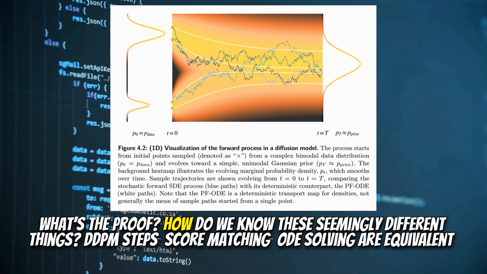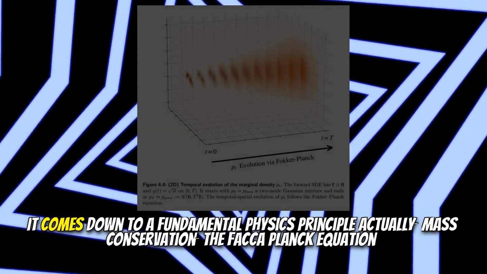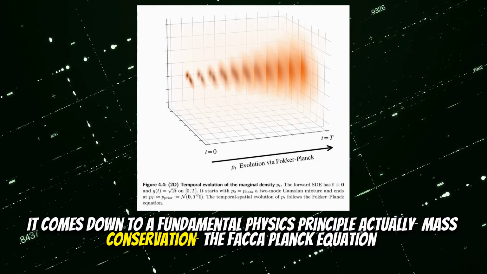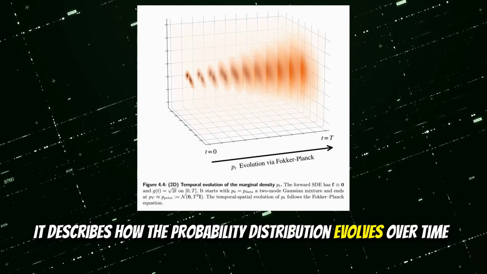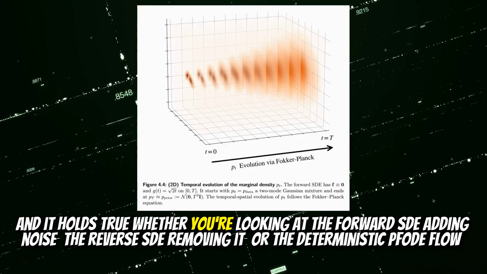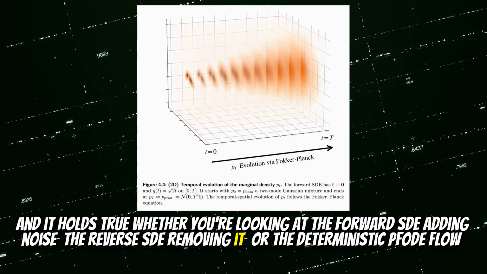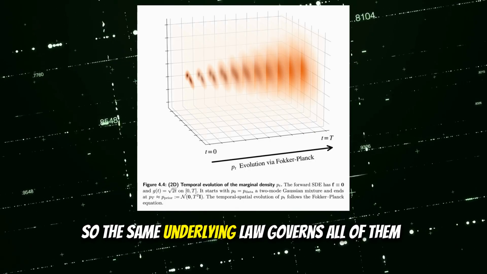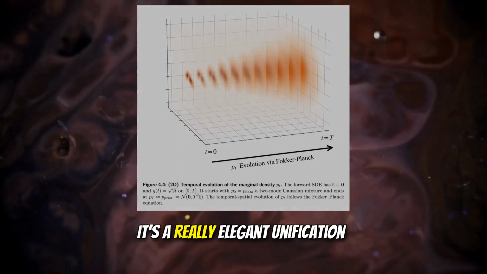What's the proof? How do we know these seemingly different things, DDPM steps, score matching, ODE solving, are equivalent? It comes down to a fundamental physics principle, actually. Mass conservation, the Fokker-Planck equation. It describes how the probability distribution evolves over time, and it holds true whether you're looking at the forward SDE adding noise, the reverse SDE removing it, or the deterministic PF-ODE flow. So the same underlying law governs all of them. They have to be solving the same problem. Exactly. It's a really elegant unification.